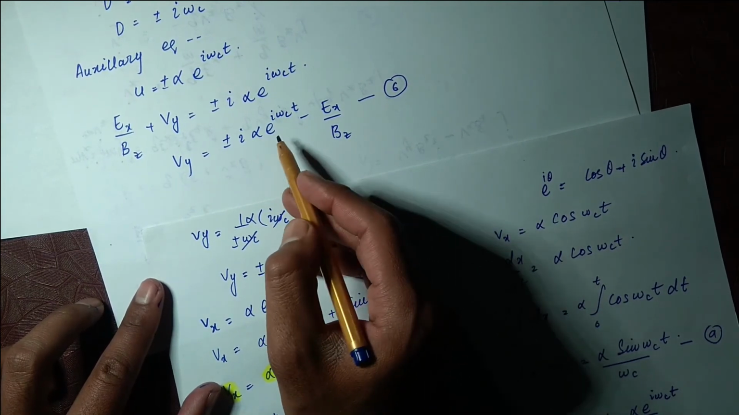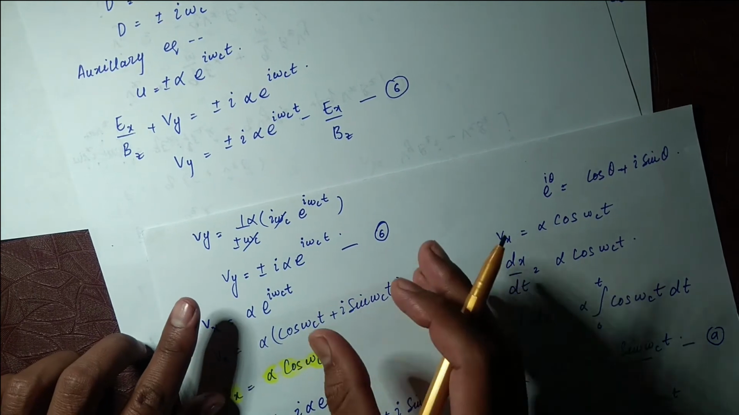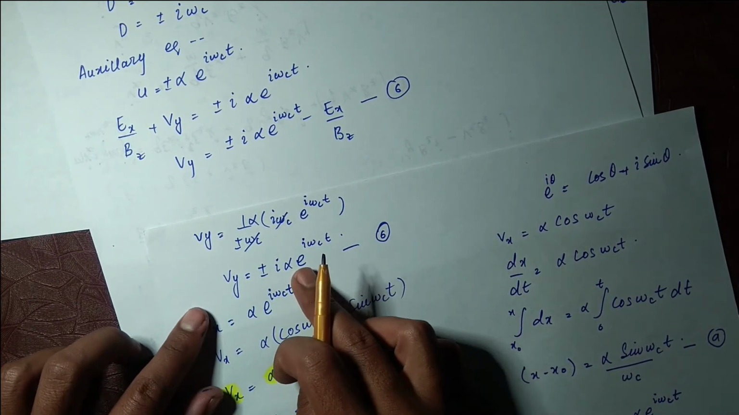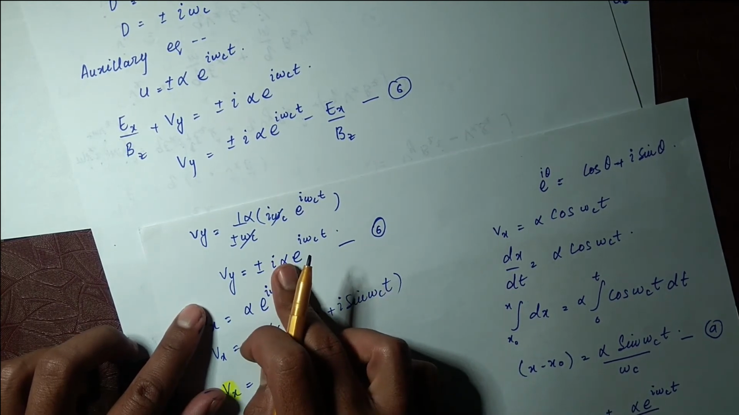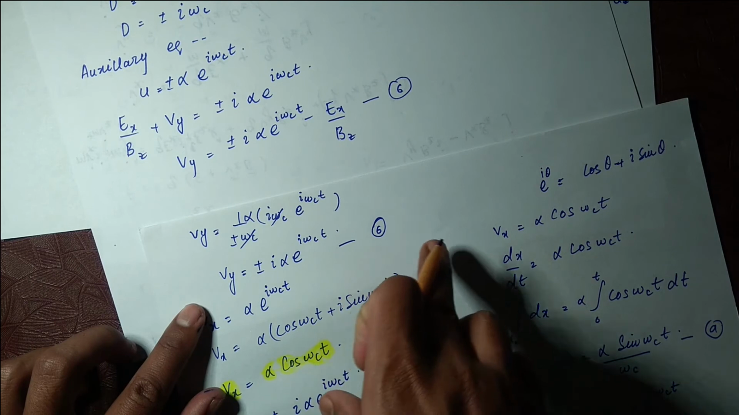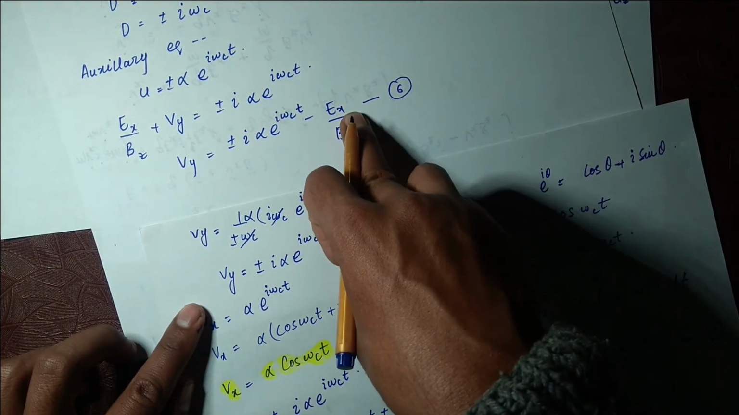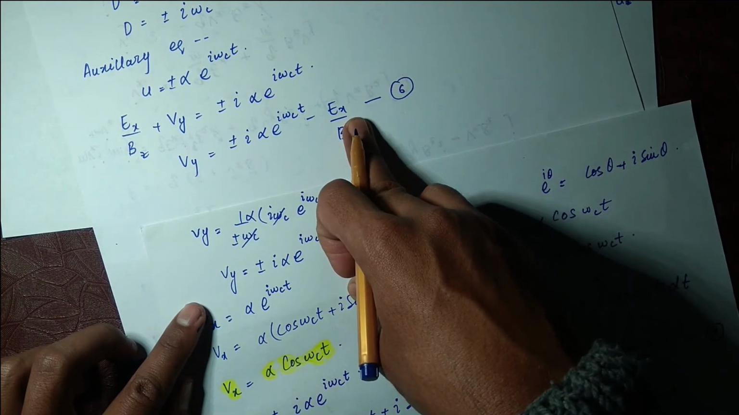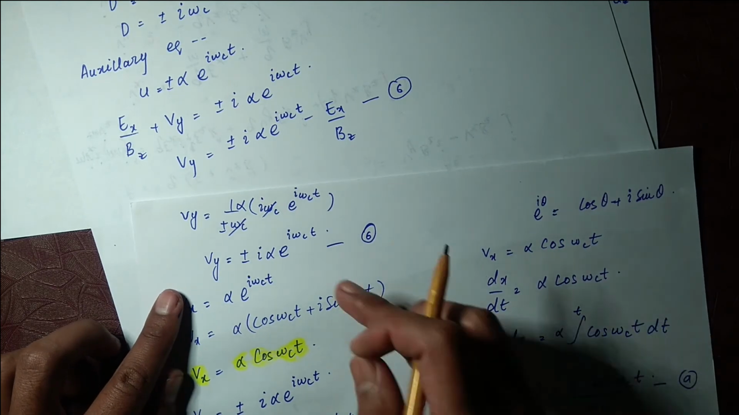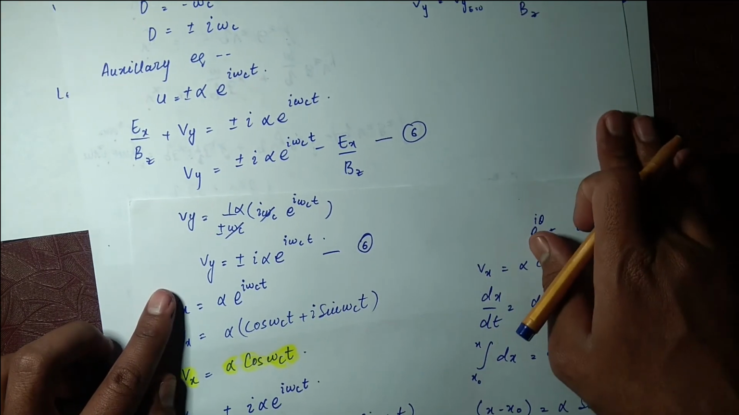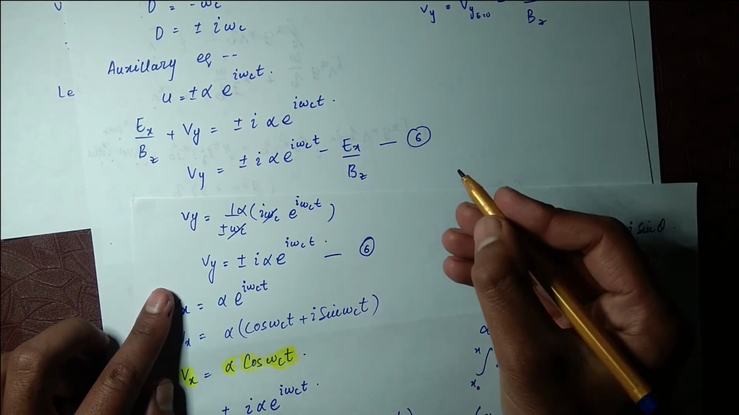So this was the equation when there was no electric field, when E was equal to 0. But when E was not equal to 0, this is the equation. So there is a difference between these equations. When E was equal to 0, we have this equation, and when E was not equal to 0, we have this equation. And how do we understand this?